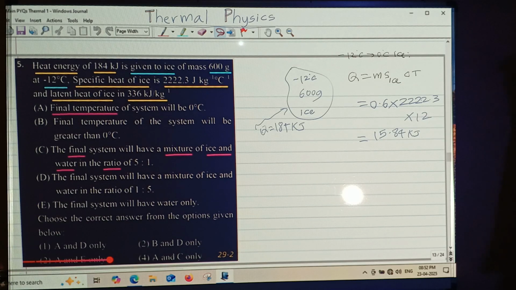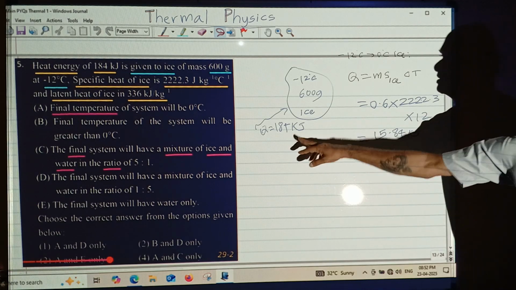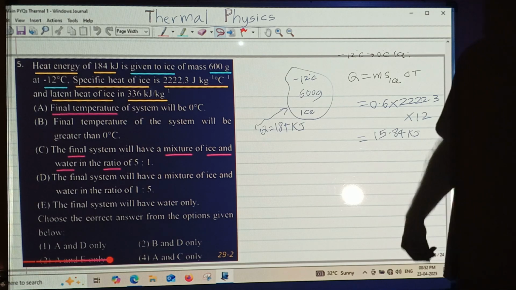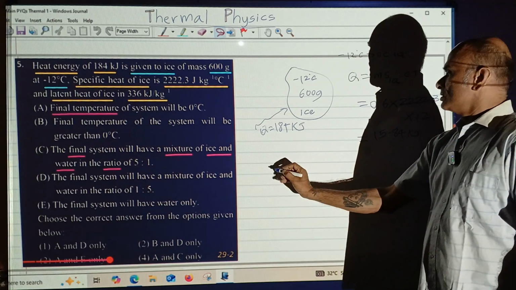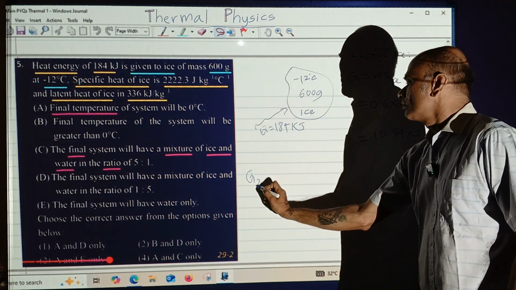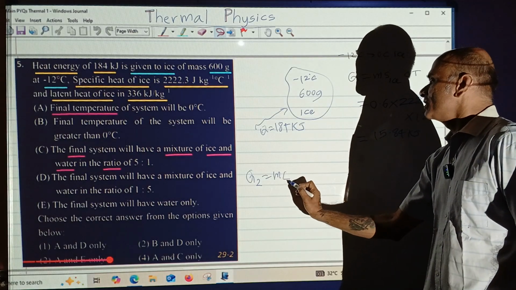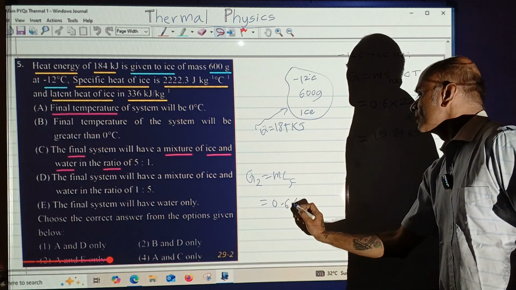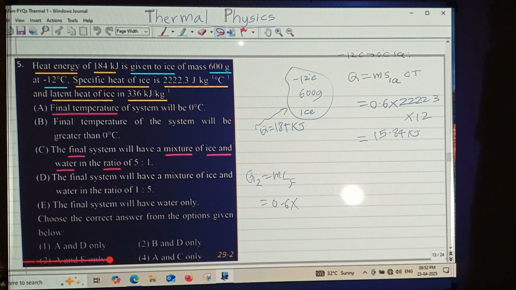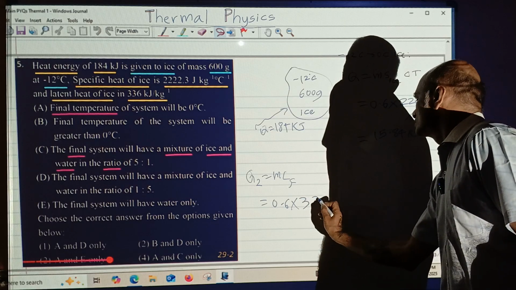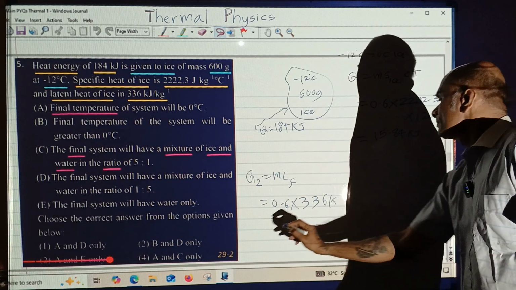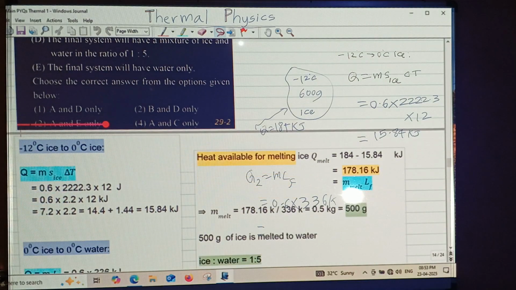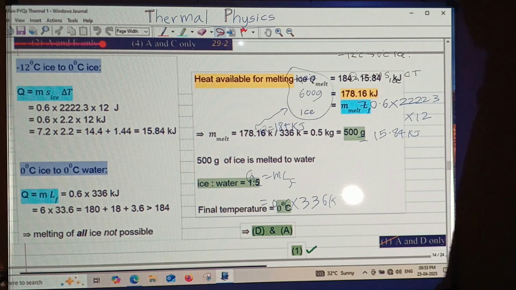Once it becomes 0 degree ice, if more heat is added, it will start melting. So let us find the amount of heat required to melt the ice. We call it Q2, that is mass of the ice times latent heat of fusion, solid to liquid. Mass of ice is 0.6 times latent heat of fusion, 336 kilojoules per kg. So 0.6 times 336. If you do this calculation, it is greater than 184.